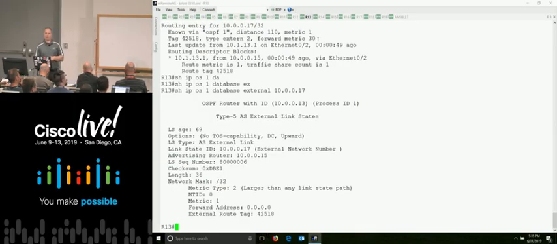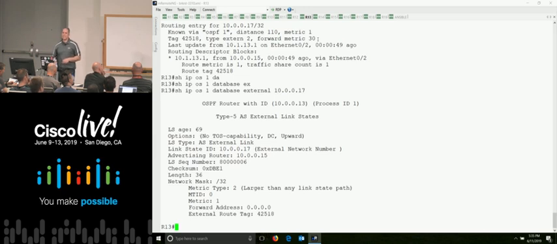So it's not the cost of the forward address anymore because there isn't one. Instead, it's the cost to the ABR itself. So it's the cost to R15, not to a subnet, but to a node. So how can we find that? We can look at our database.